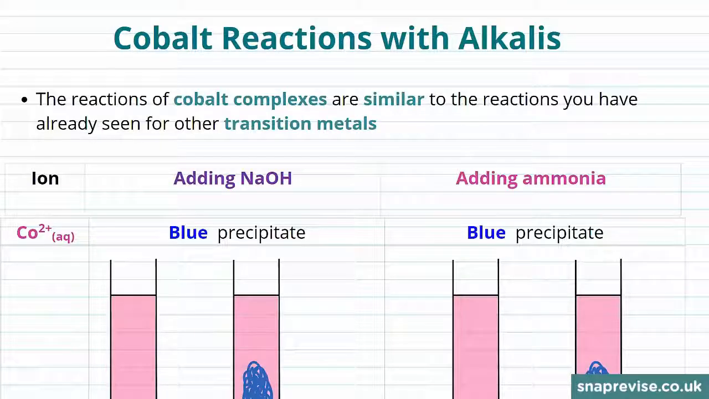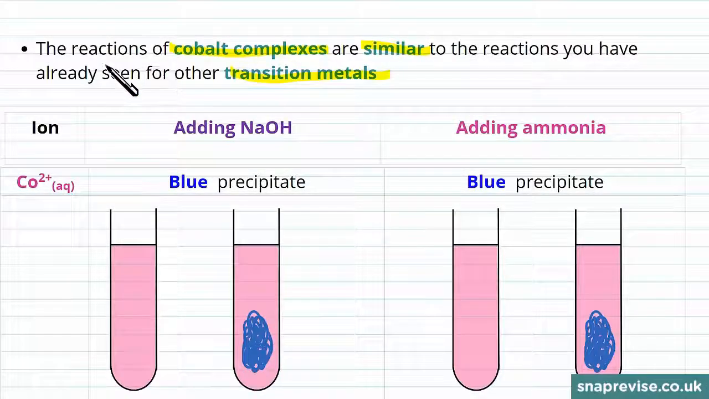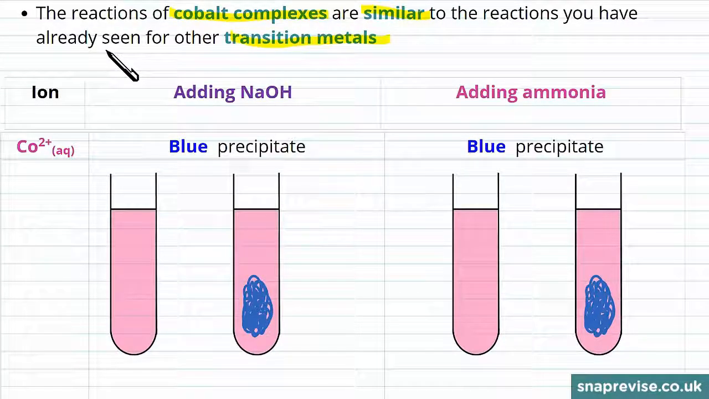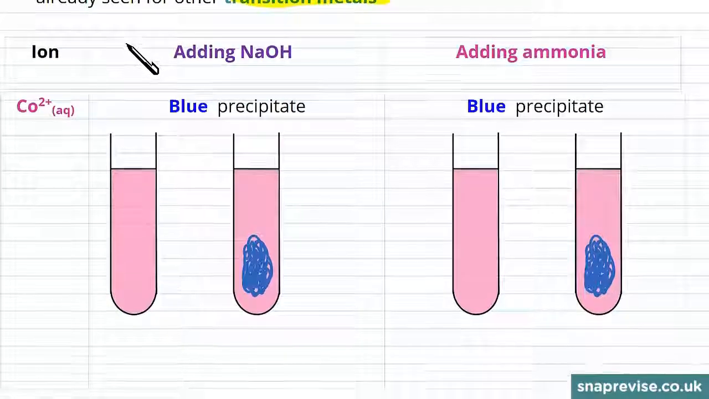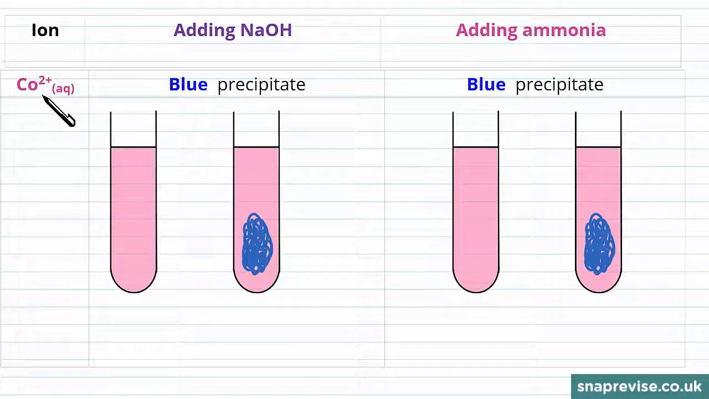So in our video on the precipitation reactions involving transition metals, we looked at a lot of examples, but one we didn't cover is cobalt complexes. But these reactions are similar to the reactions you've seen so far for the other transition metals. So what we're going to look at doing is adding two different bases to a solution of cobalt ions that are surrounded by water ligands.